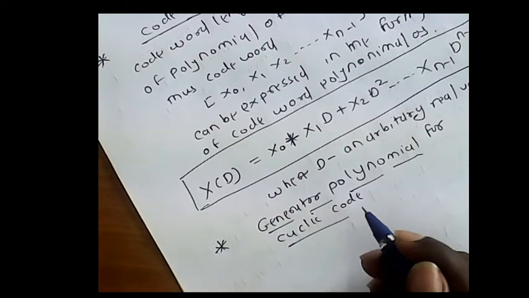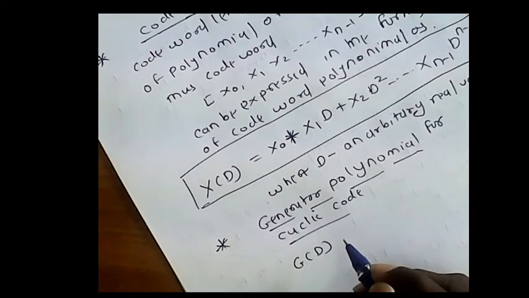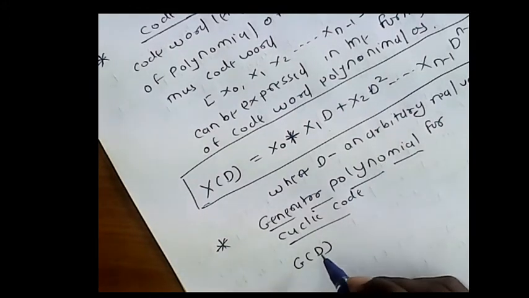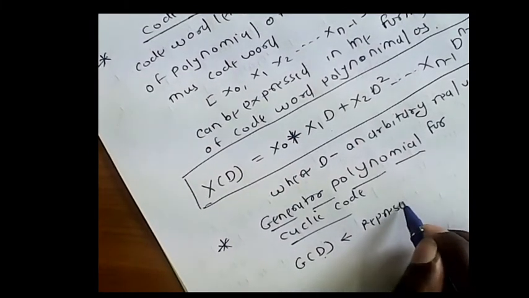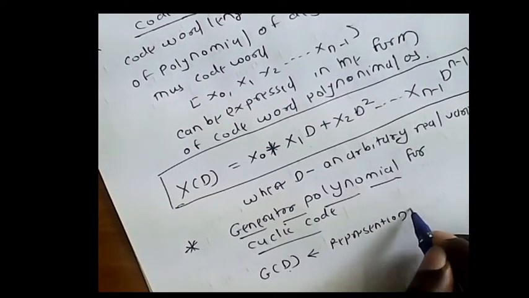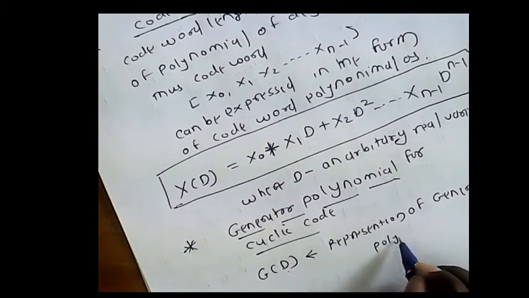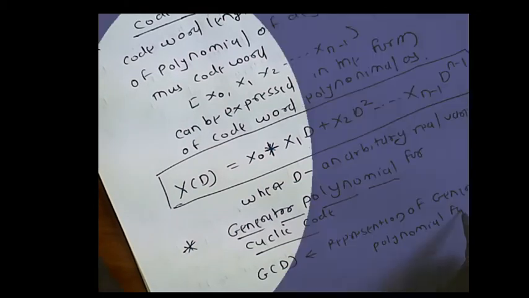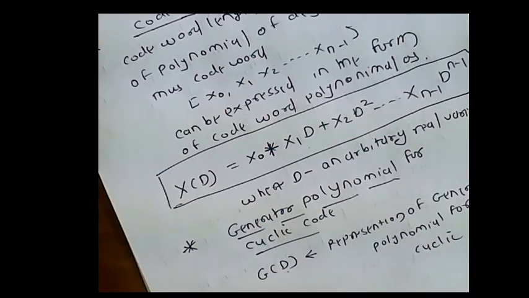The generator polynomial, which is represented by g of d, capital G of d, is used for the generation of cyclic code words from the message bits. The generator polynomial is represented by g of d, the representation of the generator polynomial for a cyclic code. By using this generator polynomial, we can generate the code word polynomial for the cyclic code.